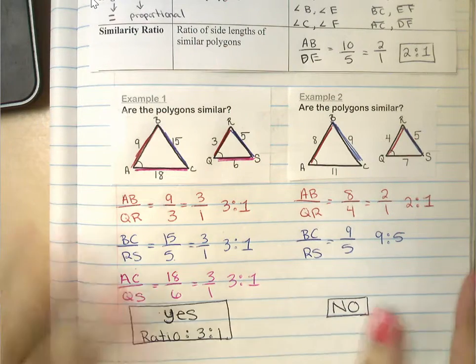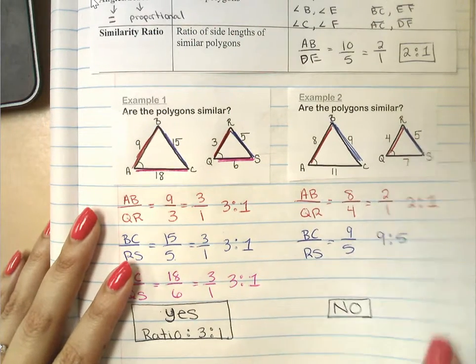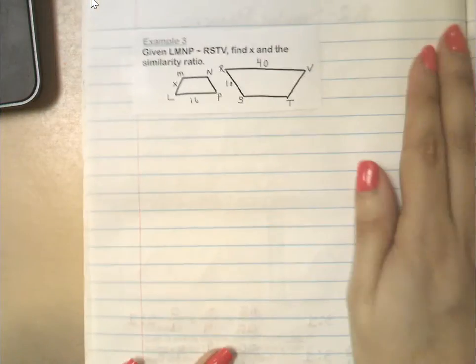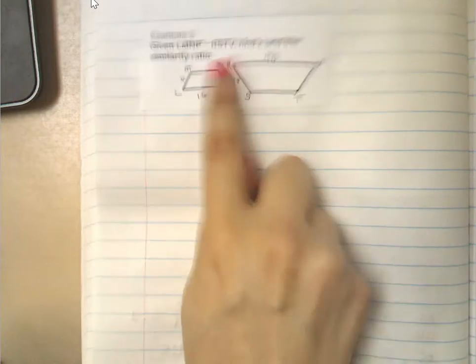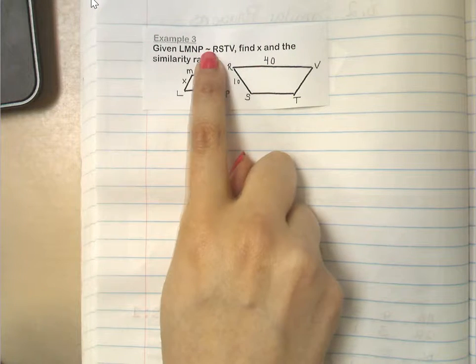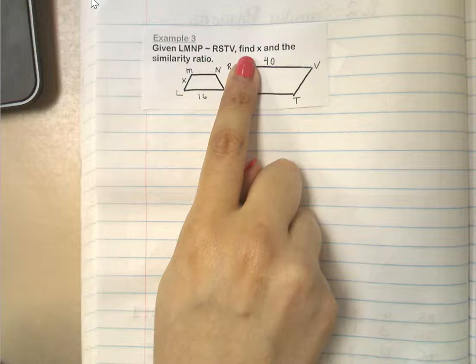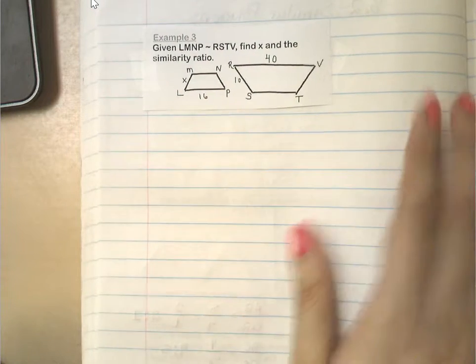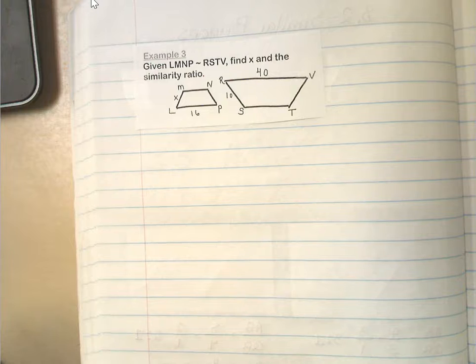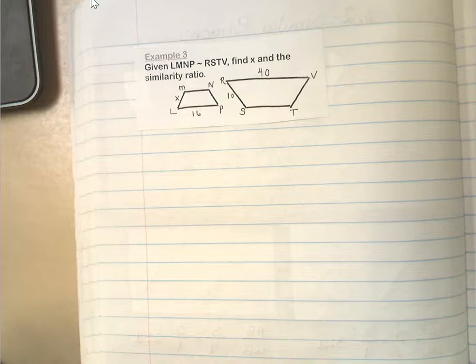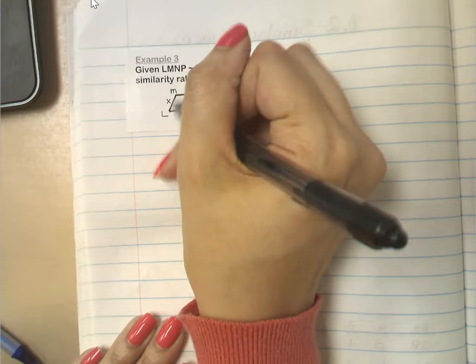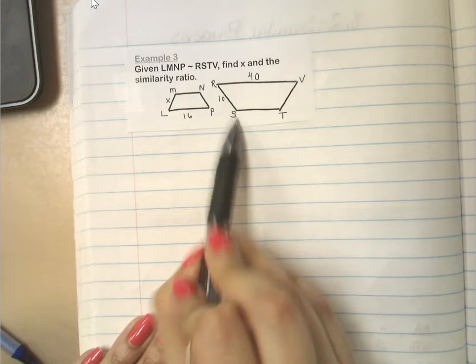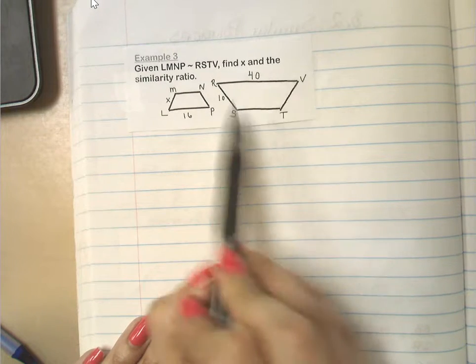So those are really easy. And then there's one more example where you have to solve for missing measures. So in example 3 for this section, they're giving me two shapes that are similar. They're telling me LMNP is similar to RSTV. And they want me to find the X value and the similarity ratio. So first I'm going to identify my corresponding sides. So here I know that the X is corresponding with RS. They're the shorter sides of my trapezoid.